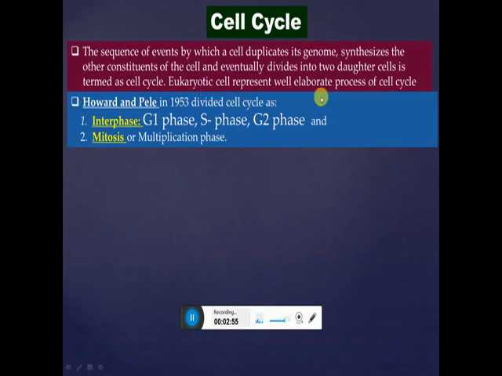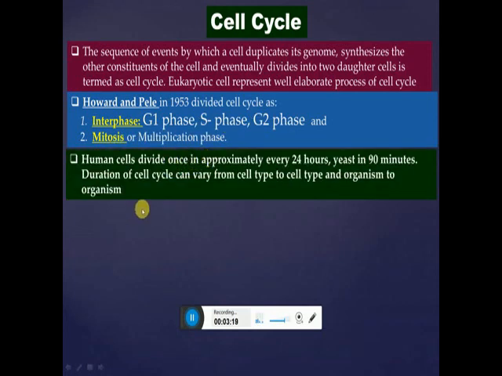Eukaryotic cells represent the cell cycle in a well elaborated manner. Howard and Pelc, the names of scientists, in 1953 divided the cell cycle into two categories, that is interphase and mitosis. They divided the interphase into G1 phase, S and G2 phase. And the second part is the mitosis, that is the multiplication phase. Human cells divide once in approximately 24 hours. A human cell takes 24 hours for a complete cell cycle, while a yeast cell takes only 90 minutes for a cell cycle. This is the period of completion of the cell cycle.